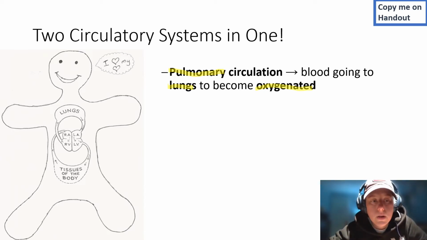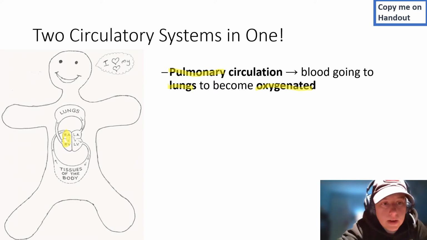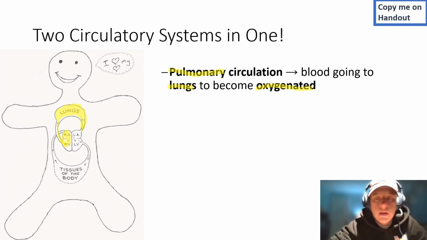So your pulmonary circulation is really this part of the circulation system here where you have blood coming into the right atrium, going into the right ventricle, getting pumped to the lungs, getting oxygenated, and then entering via the left atrium.